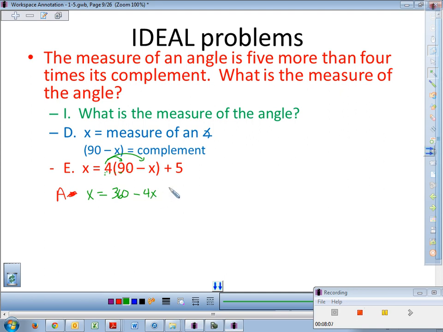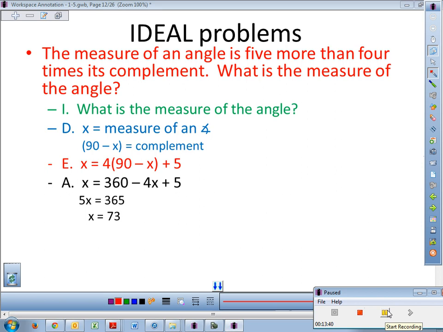Cool. And then the plus 5 is still there. Finish solving for x, and then we'll go to lunch. Finish solving for x. Did you get x equals 73? Cool. Let's finish this problem here real quick.